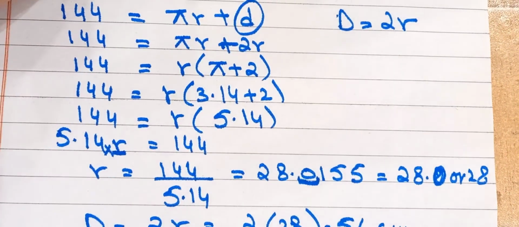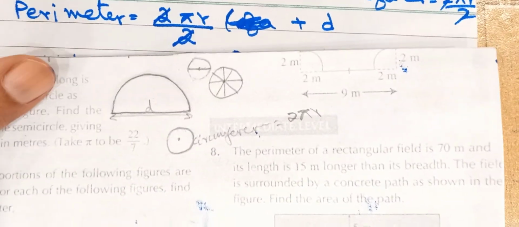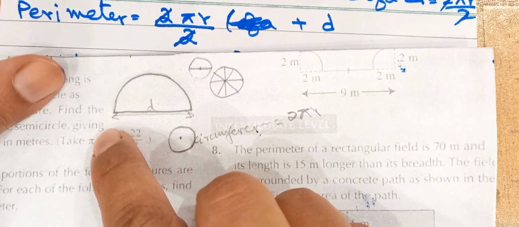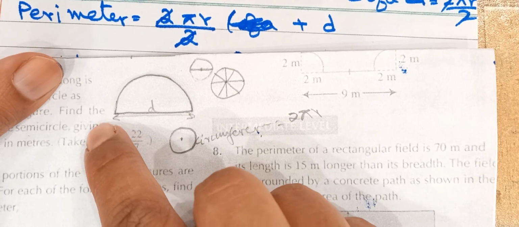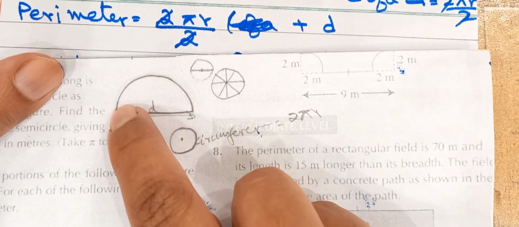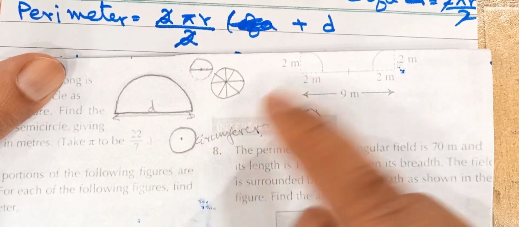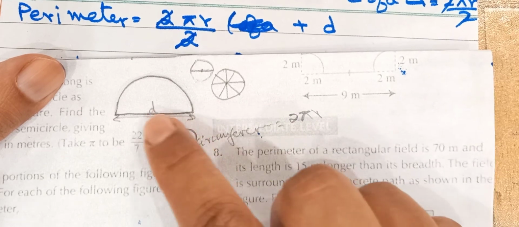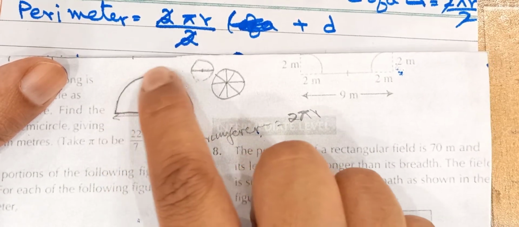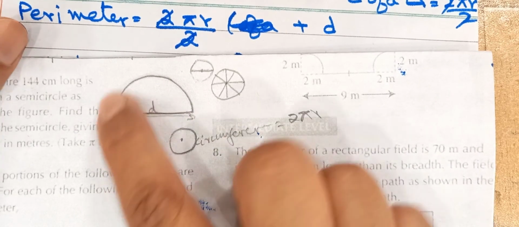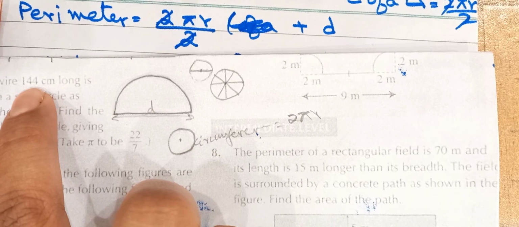So we must keep this in mind. When a semicircle is involved, they will always use the term perimeter instead of circumference, because there is a line and a circular shape. But in a full circle, the perimeter is the circumference. So it's the circumference of a half circle, plus d is the perimeter, which is equivalent to 144 centimeter. Hence we have found the diameter.